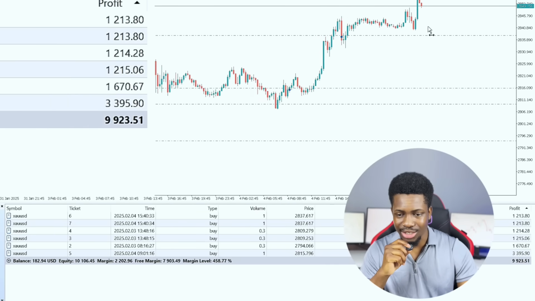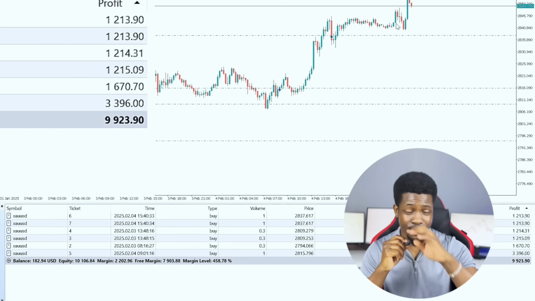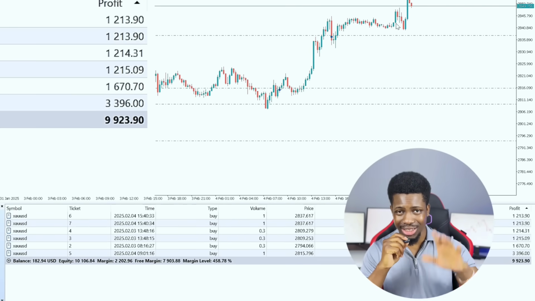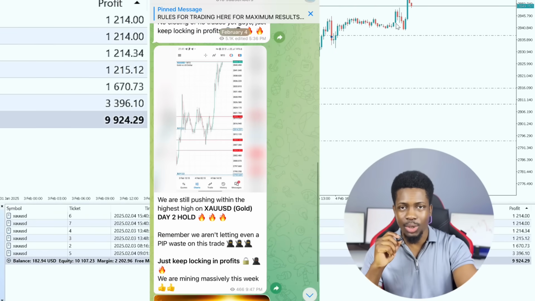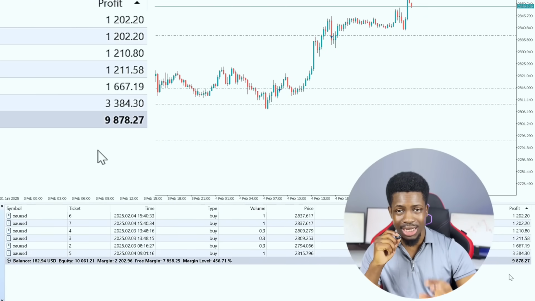So guys, it's kind of late currently. This trade, we're still locking in a profit both on the private channel and also on the free channel. I literally stated there that nobody's shutting down any trade. We're still locking in our profit, right? So we're locking our profit through to the third day. For now, we're still running almost $10,000.